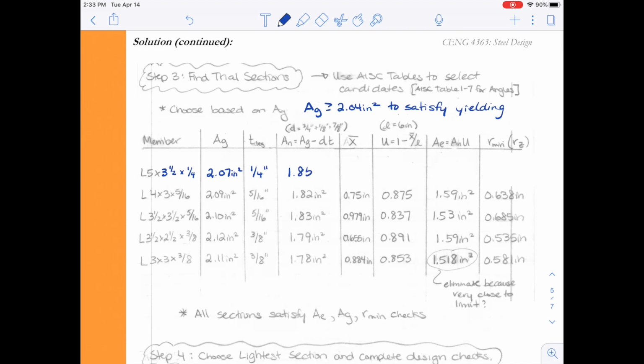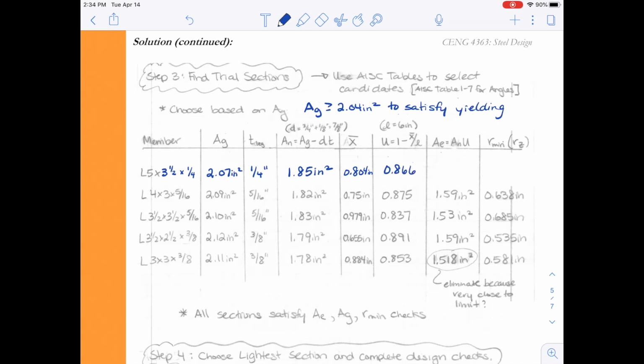So the thickness of this leg will be 1/4 inch. That's a given. We can then calculate the net section area. So we do our fracture calculation. This is going to be our gross section area minus the diameter of the bolt plus 1/8 of an inch times the thickness of the angle leg, and that gives us 1.85 inches squared.